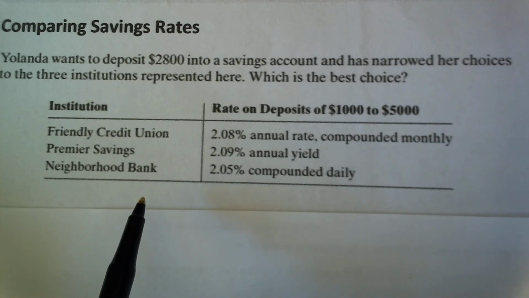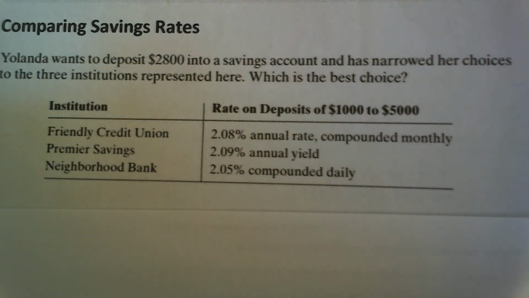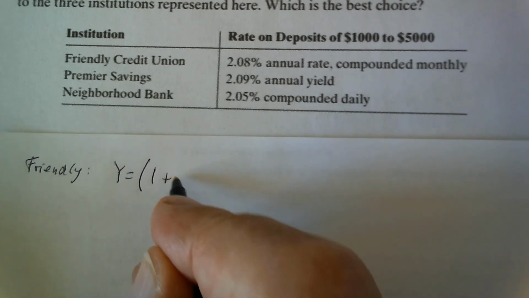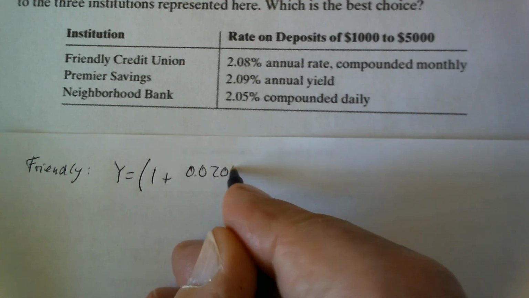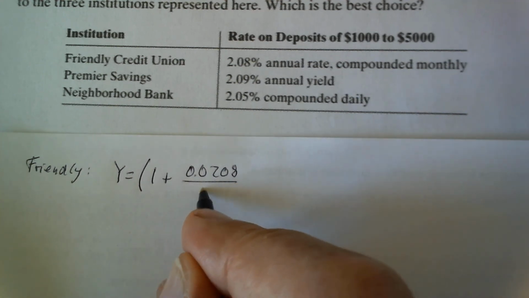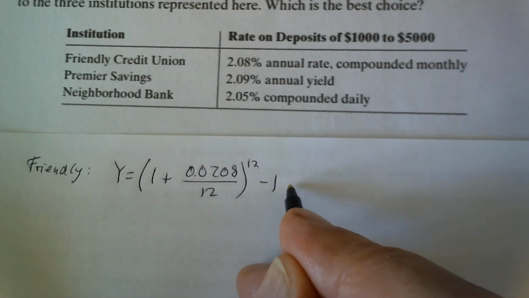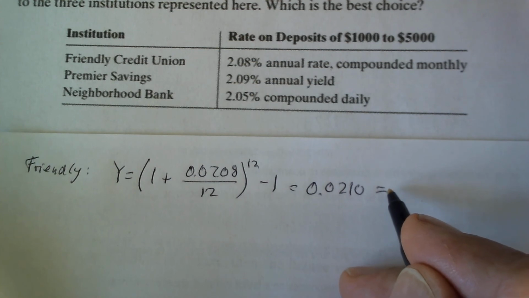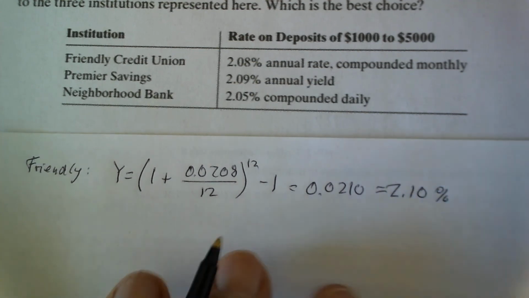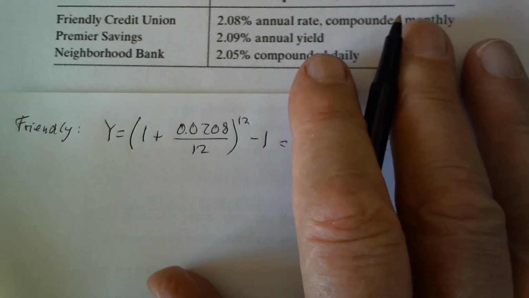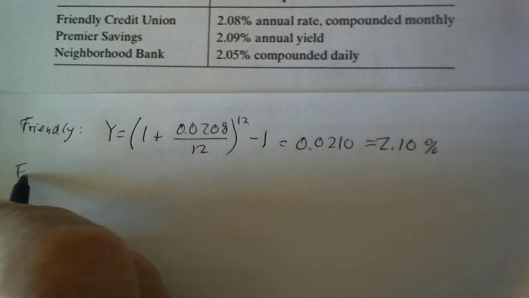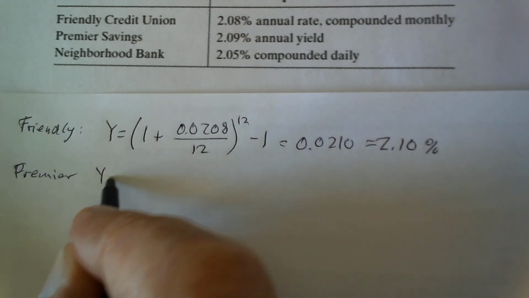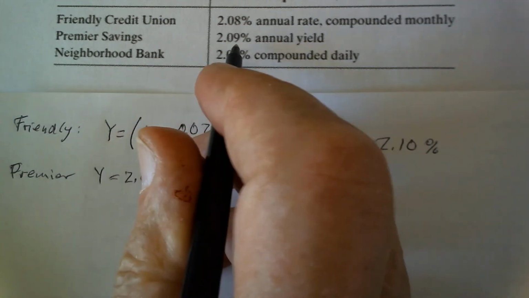So when we compute the Friendly Credit Union yield, we get the following. For Friendly, the yield would be (1 plus 0.0208 divided by 12) to the 12th power minus 1, and that is equal to 0.0210 or 2.1%. And then for the Premier Savings, we already know what the annual yield is. They gave it to us. For Premier, Y is equal to 2.09%, as given in the problem statement.